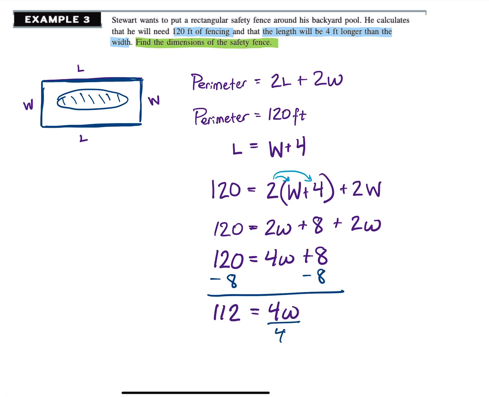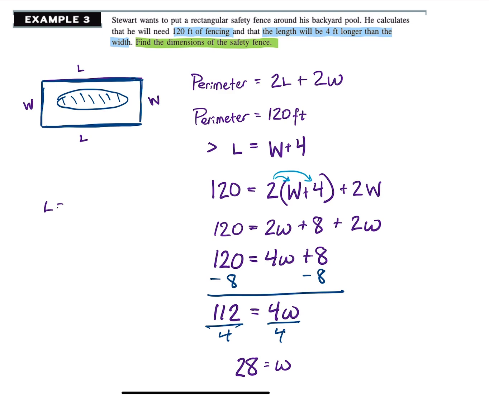So let's divide by 4. So 112 divided by 4 should give you 28. And that will be equal to W. So that's our width. So let's actually hold off. Let's answer the full question here. It's asking for the 2 dimensions. So we know that the width is 28, and then we said the length is 4 feet longer than the width.